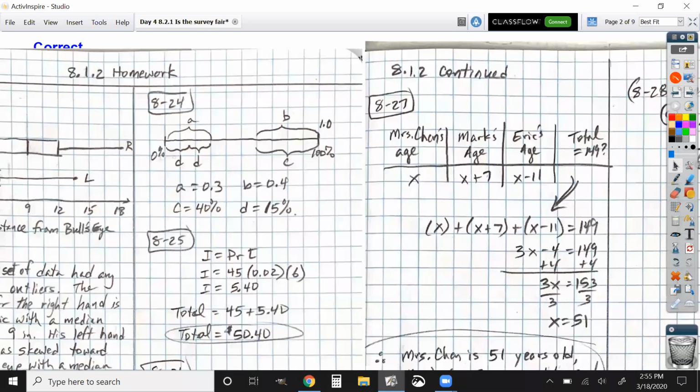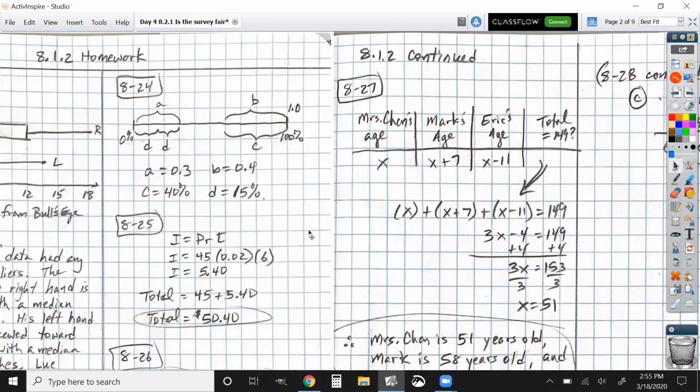All right, moving on. 8.24, check your answer. And 8.25. 8.25 was an interest problem, and they asked you for the total in the account. So at the end of the problem, you have to add the interest to the original amount of money.